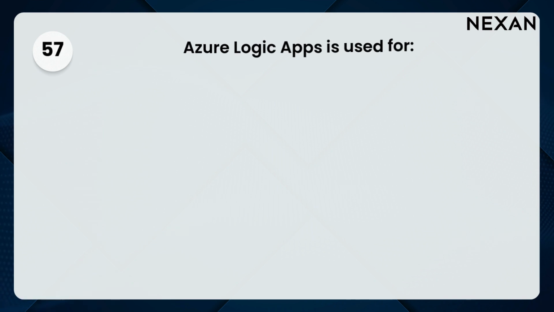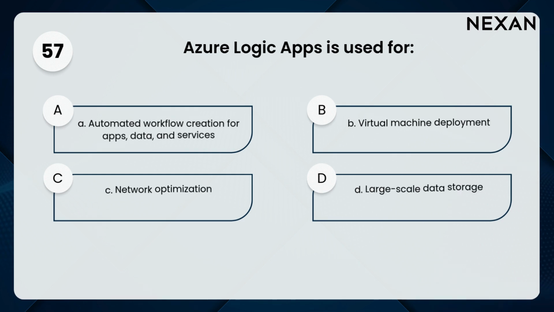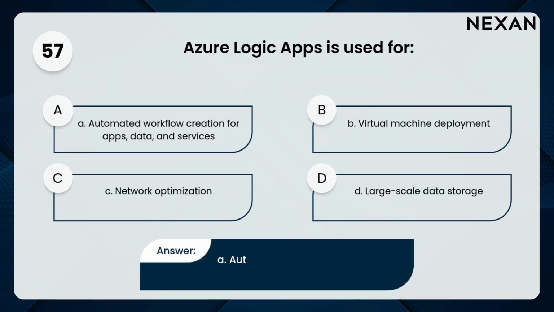57. Azure Active Directory is primarily used for: A. Web hosting, B. Identity and access management, C. Data storage and analytics, D. Network traffic management. Answer: B. Identity and access management.